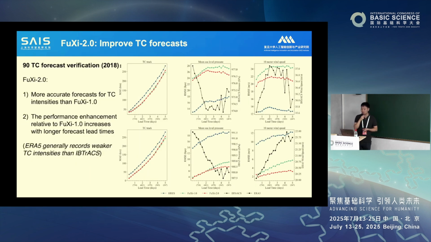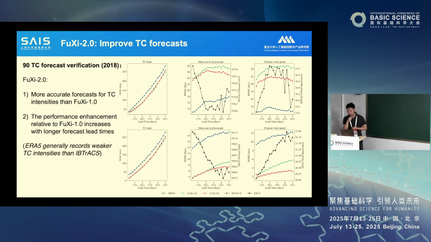And as I mentioned earlier, the model coupled some ocean surface information. So we want to see whether that coupling can help the model's performance for tropical cyclone forecasts. We see that for tropical cyclone track, here the green lines are FuXi 1.0 without ocean coupling, and the red lines are the 2.0 version with ocean-atmosphere coupling. We see that in terms of the tropical cyclone track, there is not much improvement.